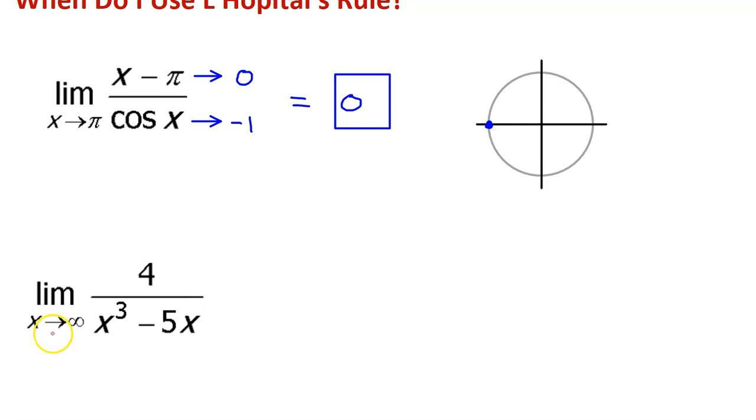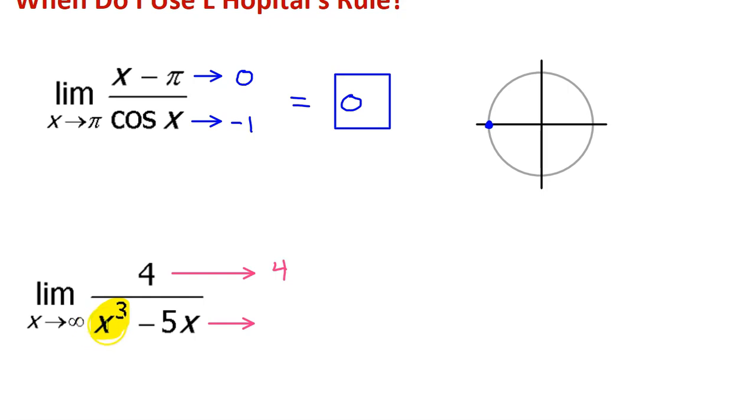For the next one, we are finding the limit as x approaches infinity. So we can't just do direct substitution, we have to think about it a little bit. The numerator is a constant, so that's just going to stay a 4. In the denominator, we have to decide which term matters most. The x to the third power, the higher degree term, is growing much faster than the linear term, so we can safely ignore the negative 5x as we think about the limit.